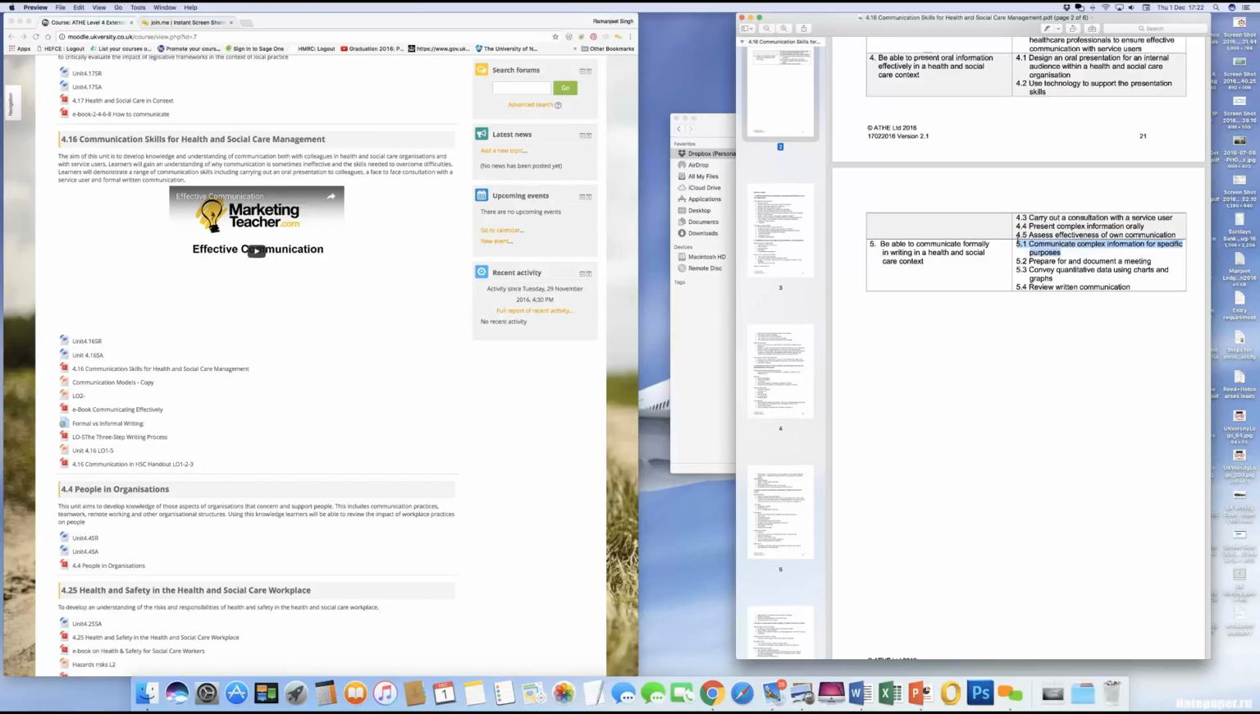Are you with me on that? Is that clear? Yeah. And so some of the other tasks in the activity say, for example, prepare for and document a meeting. So here you could document any meeting.